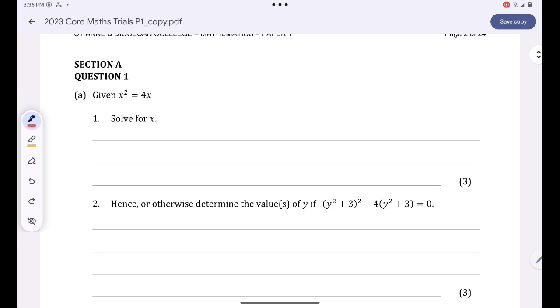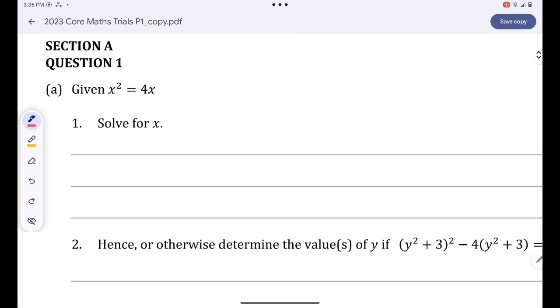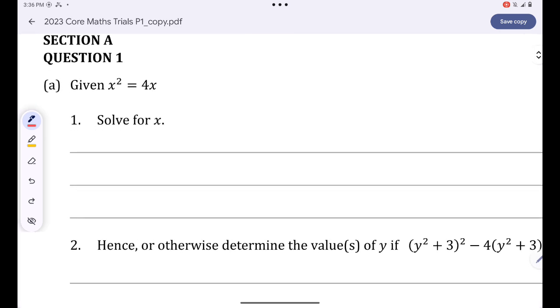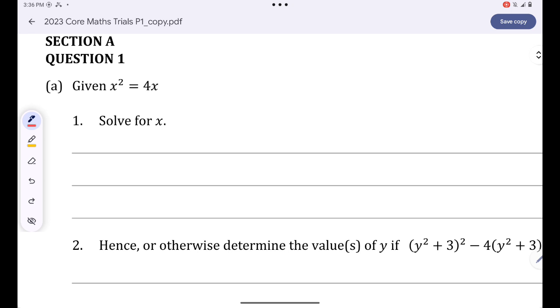Question 1, we are given an equation and we are supposed to solve for x. The first thing, please guys, do not divide by x. The first thing you're supposed to do, guys, is make sure your equation is in standard form. So you'll simply have x squared minus 4x is equal to 0.